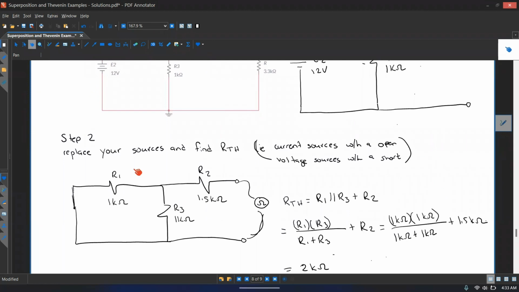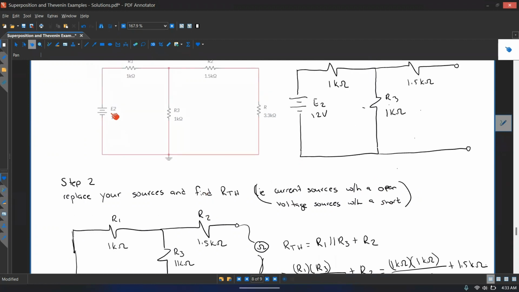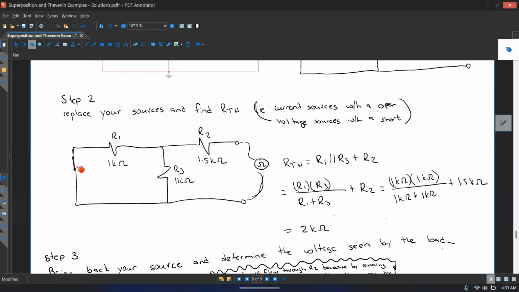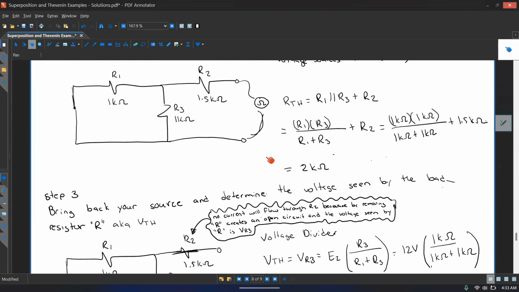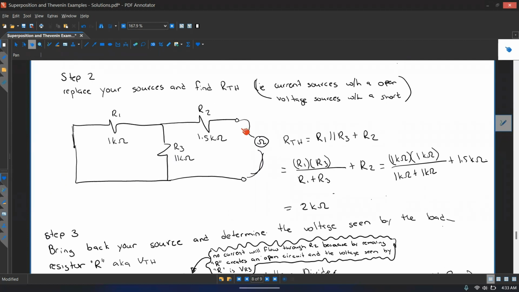Step 2, you want to replace your sources and find R Thevenin. And of course, you want to replace any current sources with an open and any voltage source with a short. In this case, we have a voltage source, so you want to replace it with a short. Just imagine yourself putting an ohm meter at these two terminals right here and measuring the total resistance.